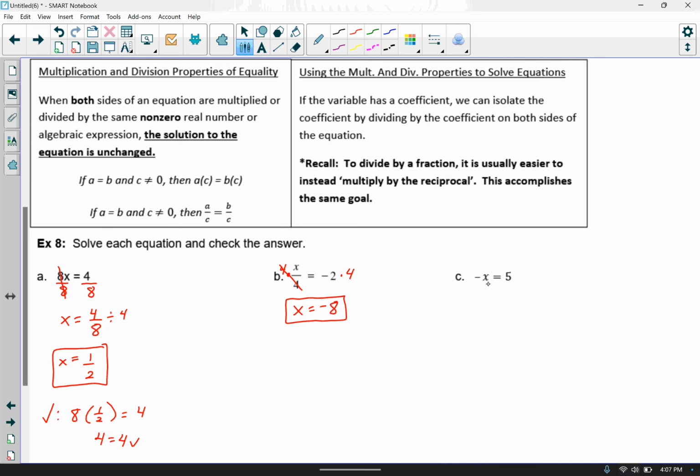It's probably a good idea just to go ahead and look at letter C there. Anytime you have a negative sitting in front of a letter like that, again, it's an imaginary negative 1. Can't leave that negative 1 sitting there. It's multiplication, so negative 1 times that x. Divide both sides by negative 1. Cancels out the negative 1s and just leaves you with x. 5 divided by negative 1 leaves you with what kind of 5? We agree it's a negative 5. Final answer.